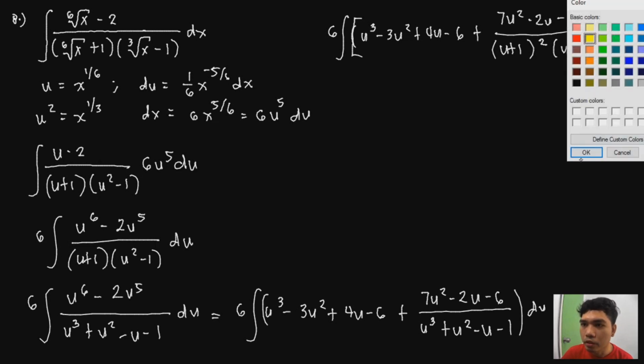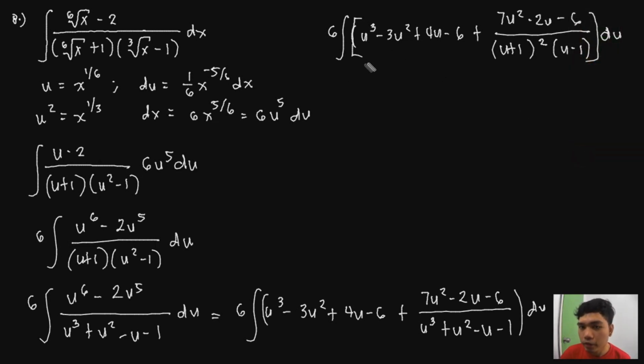mga procedures. So now for the first term, we have u cubed, so that is u cubed plus 1 over 3 plus 1, so that is u to the 4th over 4. Okay, and then this becomes minus 3u cubed over 3, so that is I think u cubed. Okay, and then this is u squared over 2 times 4, so that becomes plus 2u squared. Okay, and then minus 6u. So hopefully ay nakasunod kayo dito. Simple lang naman tong basic integration na to. That is 6 multiplied with all of these values.